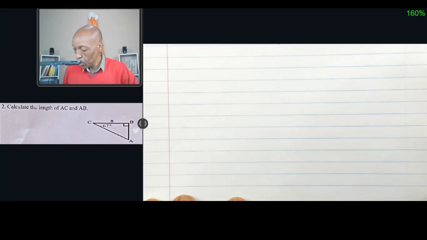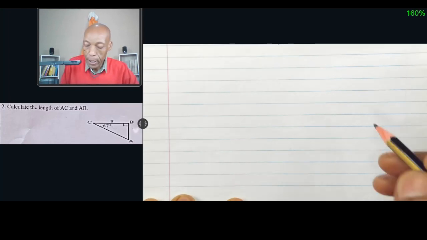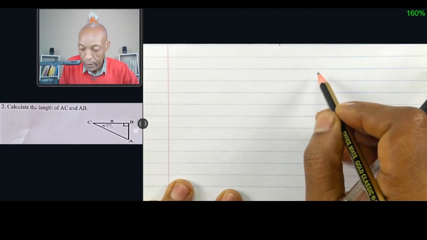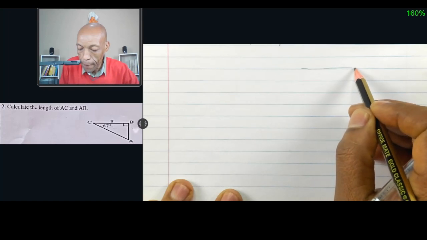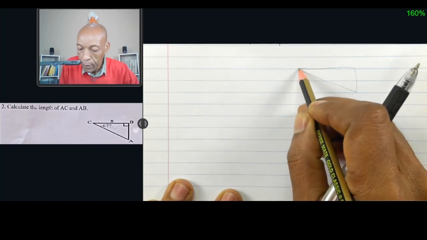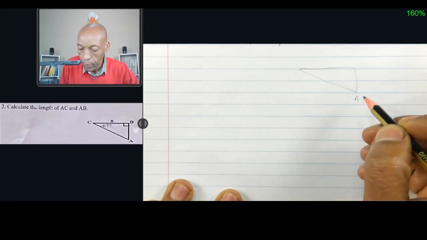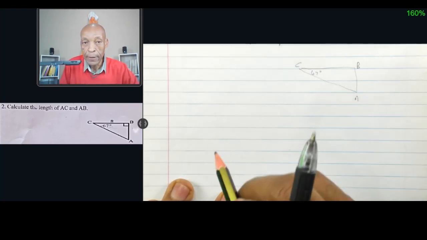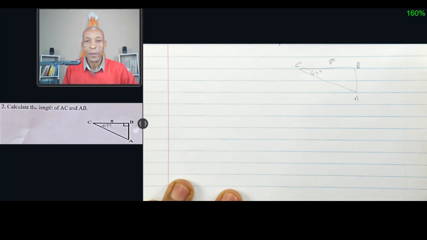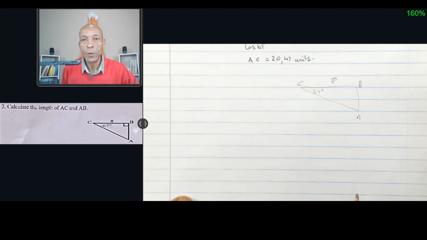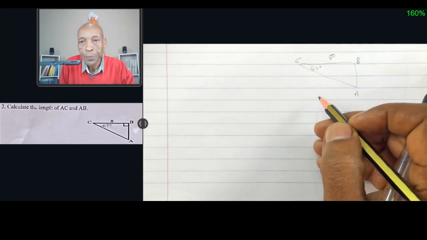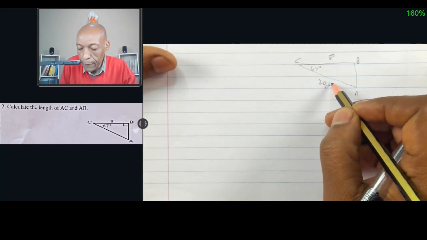So we can use two ways to calculate AB. Remember, we were given, right, let me draw it properly this time. We were given ABC, and we were given 67 degrees, isn't it? And we were given an 8. Right, then what did we find in the previous one? We found 20.47 for AC. Okay, so for AC, we have 20.47.